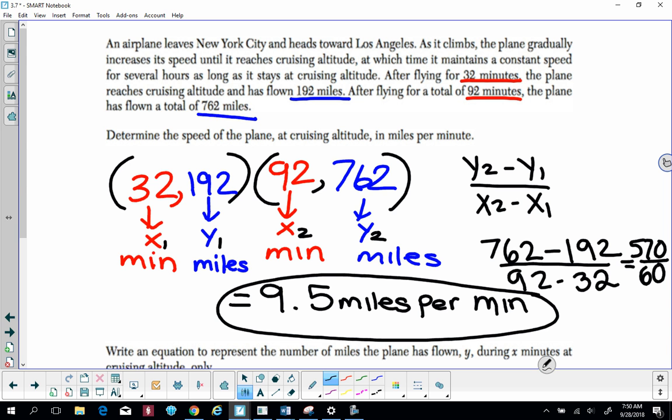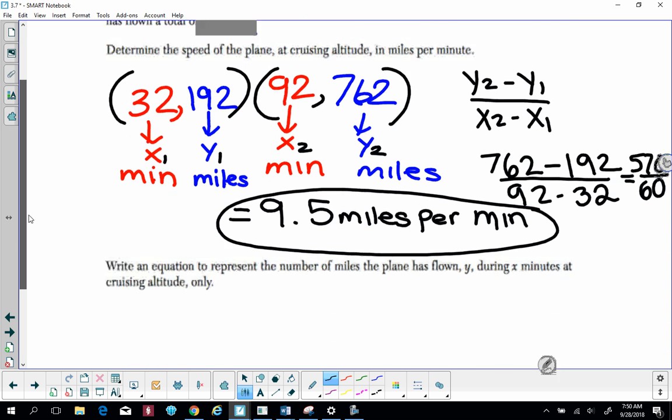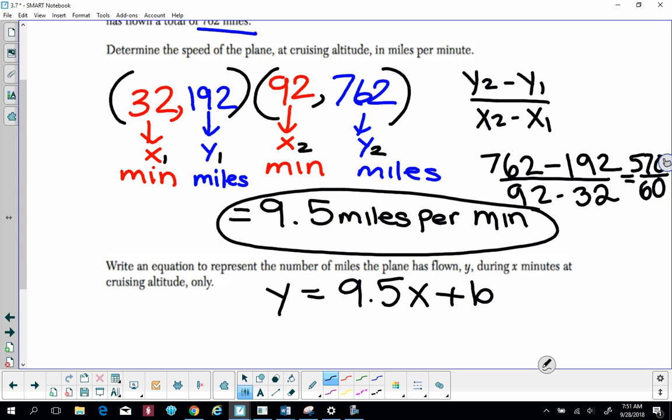The next thing they want you to do is write the equation. So that's like what we just did. First we know our slope is 9.5, so we're going to plug that in for m. And then choose a point. It doesn't matter which one you choose, but make sure it's the same x and y. So don't choose like 32 and 762, because that wouldn't get you the right answer. So I'm just going to choose the first one. If you want to choose the second one, just make sure you get the same answer as me, that works too.